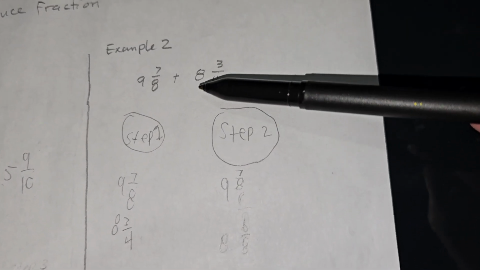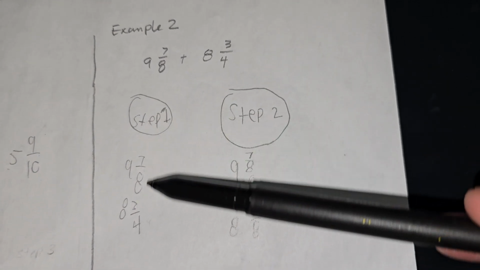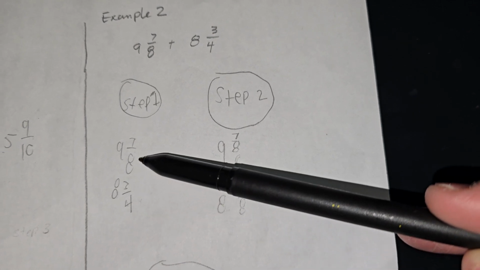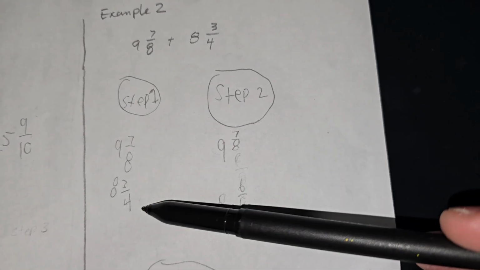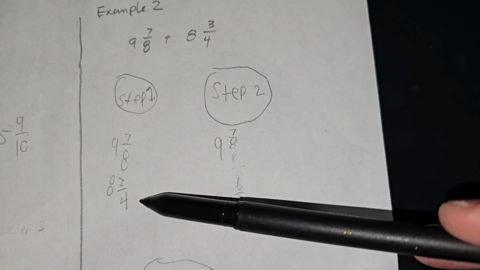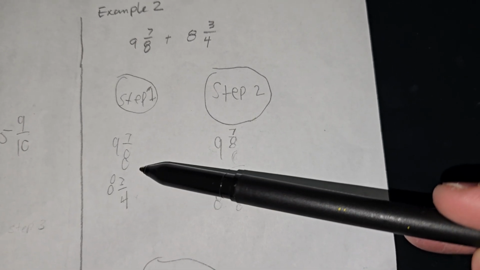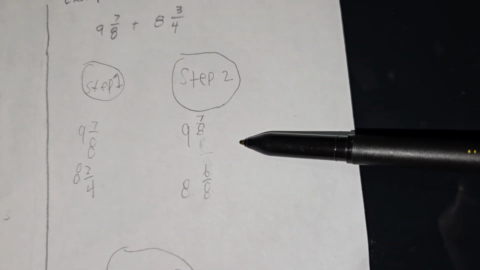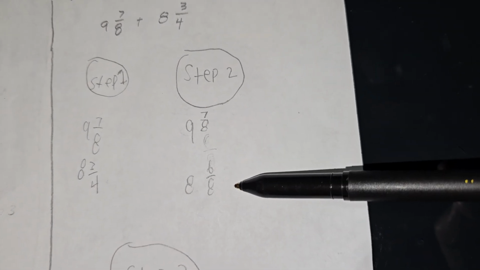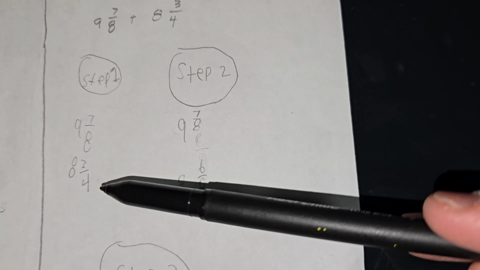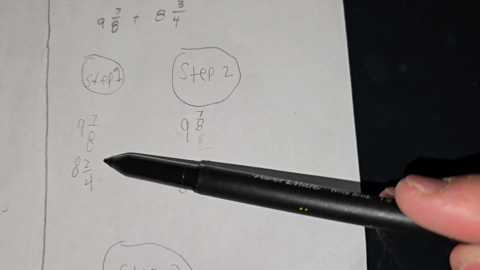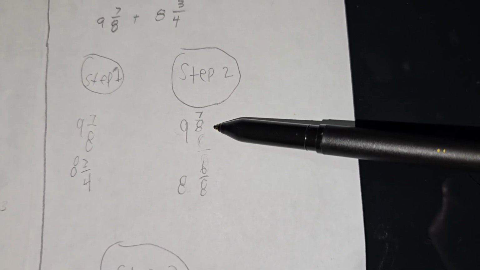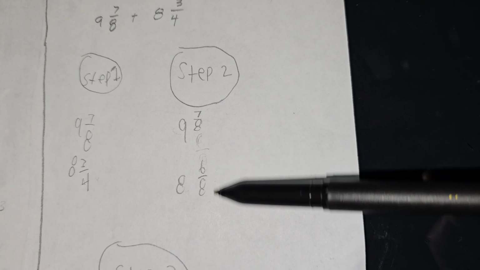Okay, 9 7/8 plus 8 3/4. Step one, we write the problem out vertically, and we compare the denominator. Do we have the same denominator? No, we don't. So that means we cannot add these fractions. So we have to find the same common denominator. So step two, we find the same common denominator, and that is 8. And we get that by multiplying the fraction by 2 here and by 2 here. So now we have 6/8 and 7/8. So 9 7/8 and 8 6/8.